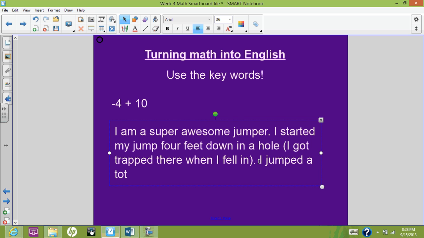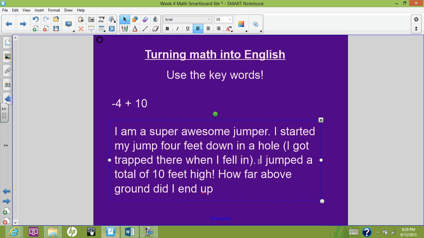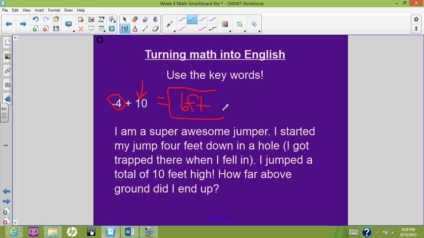I jumped a total of 10 feet high. Wow, that's awesome. How far above ground did I end up? Okay, so I started at 4 below ground, that's negative 4, and I jumped up 10 feet. That means I reached a total height of 6 feet in the air. I should be a part of the Olympics.